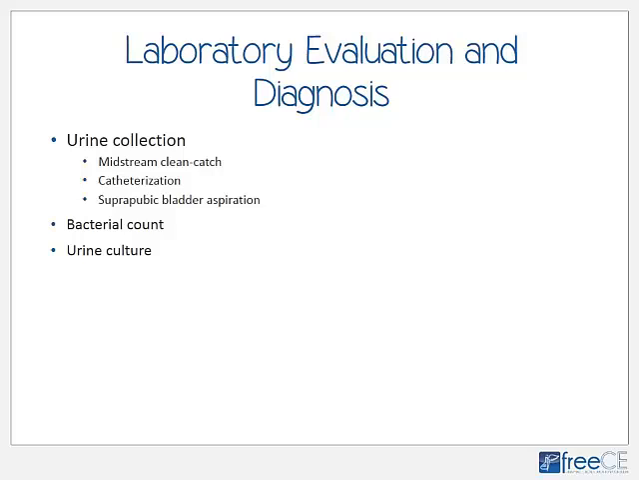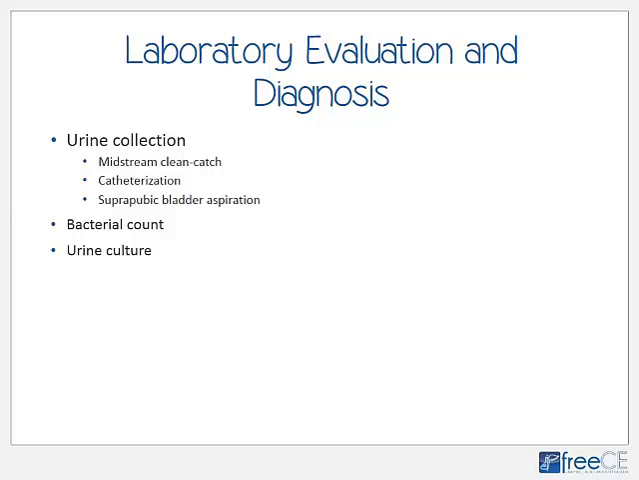So there are 3 different mechanisms for collecting urine. There can be a midstream clean catch. We can do it via catheterization or suprapubic bladder aspiration. Midstream clean catch is going to be the most utilized and probably the best mechanism, although catheterization and suprapubic bladder aspiration can increase the likelihood of getting something that's not contaminated.